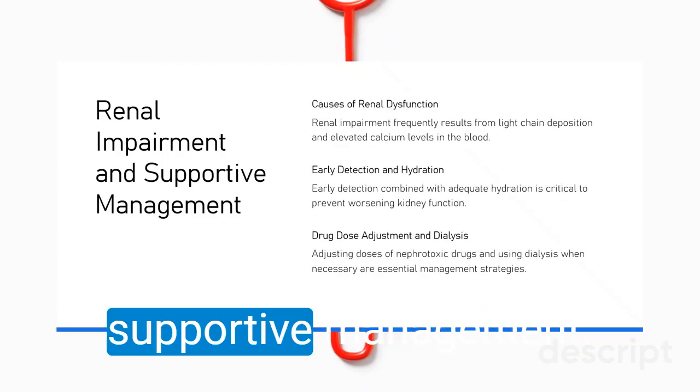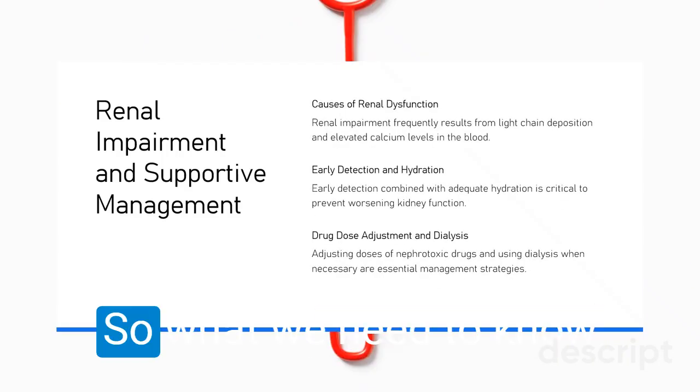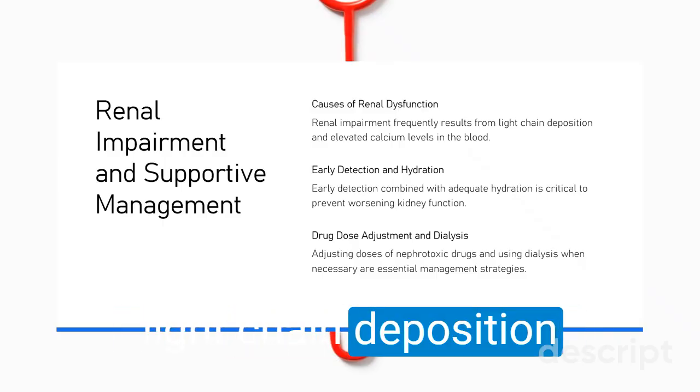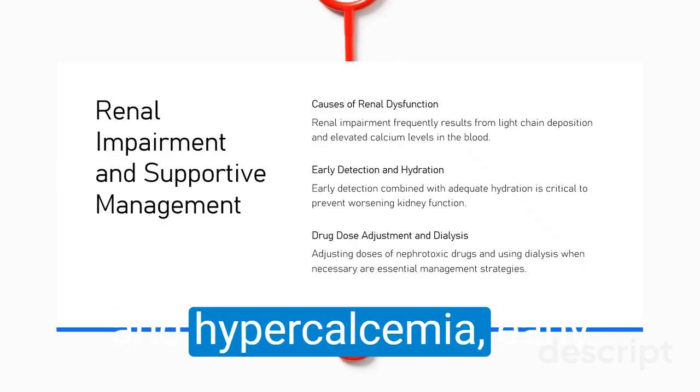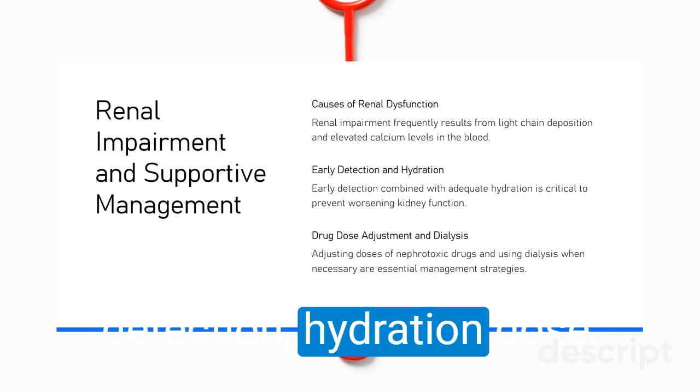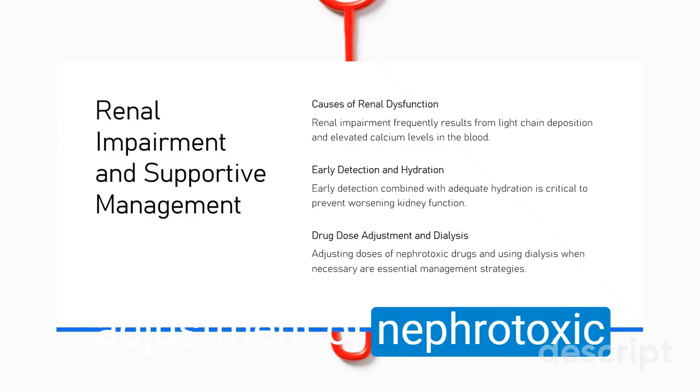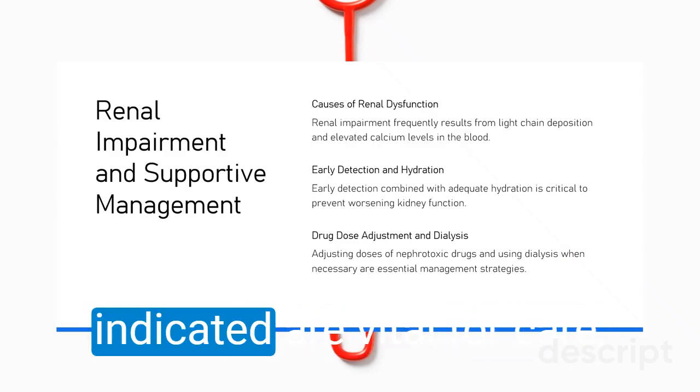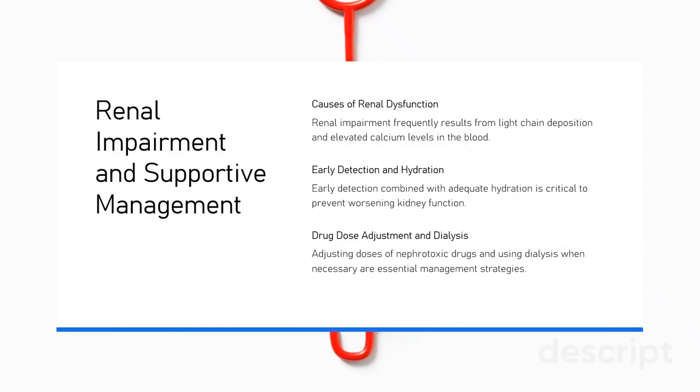Renal impairment and supportive management. So, what we need to know is that renal dysfunction is quite common due to light chain deposition and hypercalcemia. Early detection, hydration, dose adjustment of nephrotoxic drugs, and dialysis, when indicated, are vital for care.